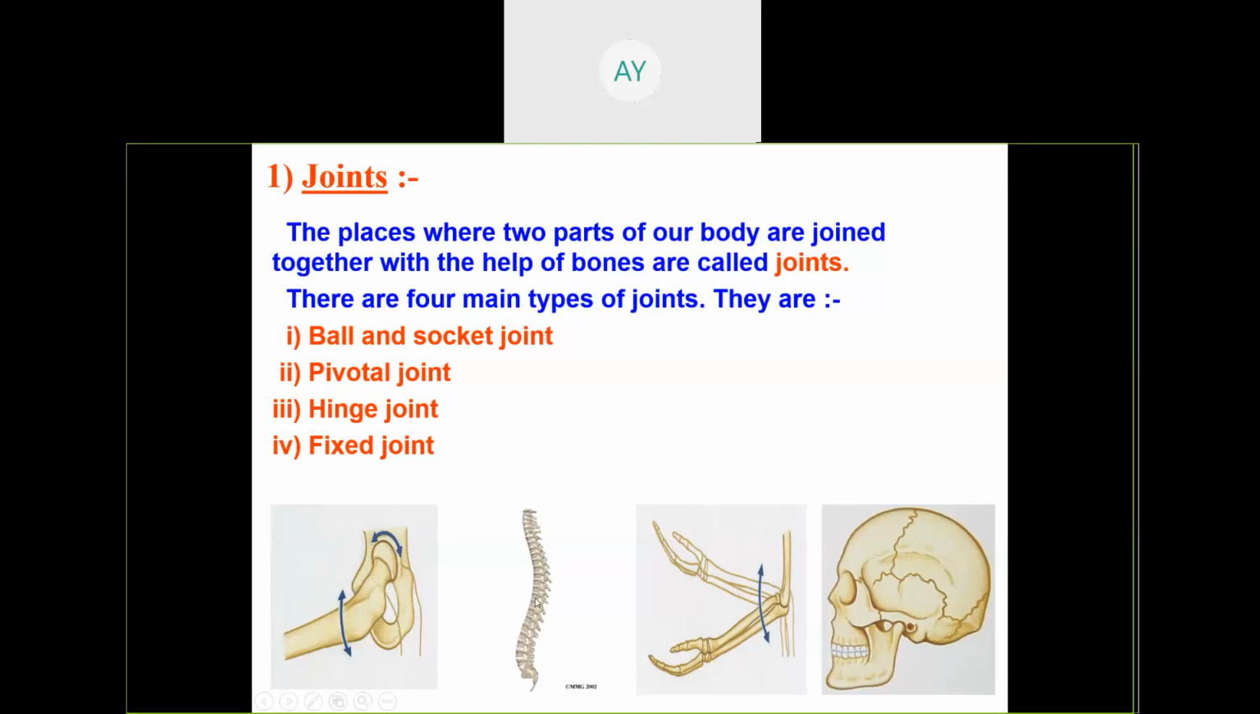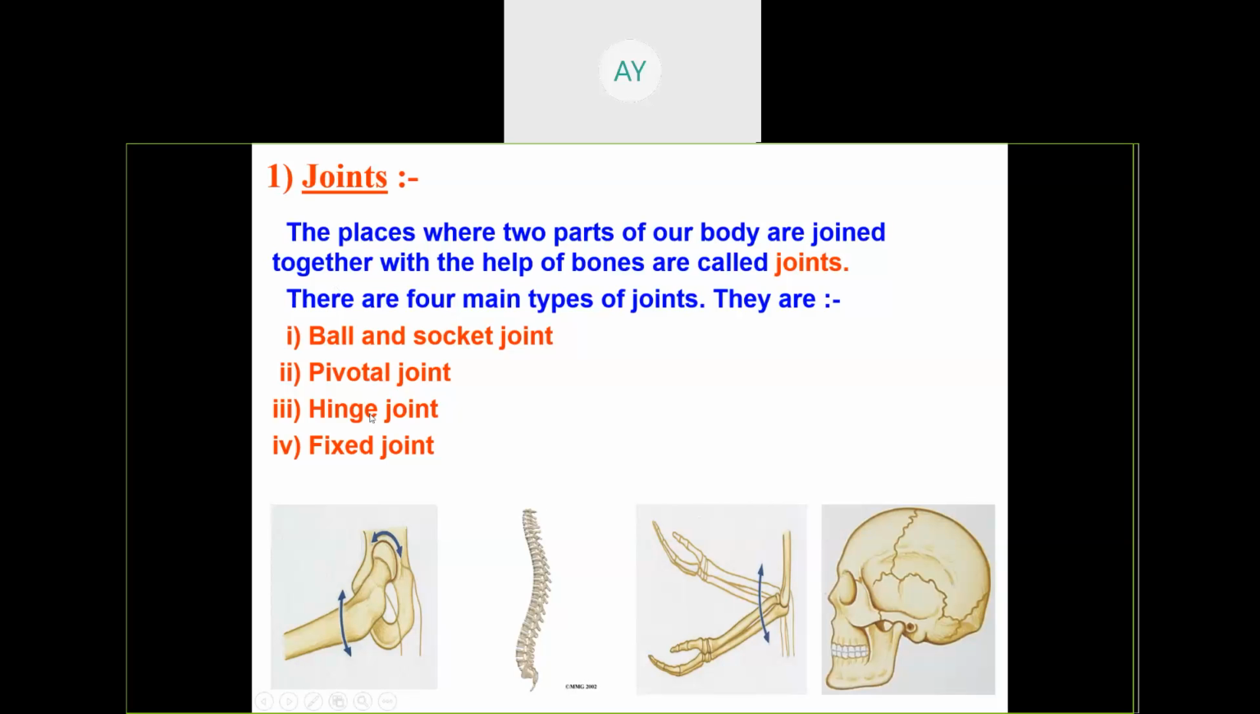Then you will find the vertebral column, that is the joining. It is an example of pivotal joints. The whole body is attached with the vertebral column. Your head is also attached with the vertebral column. So this is the example of pivotal joints.